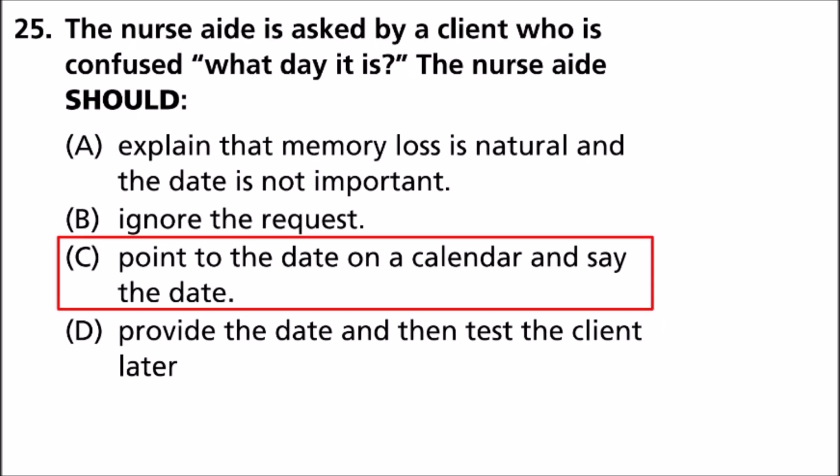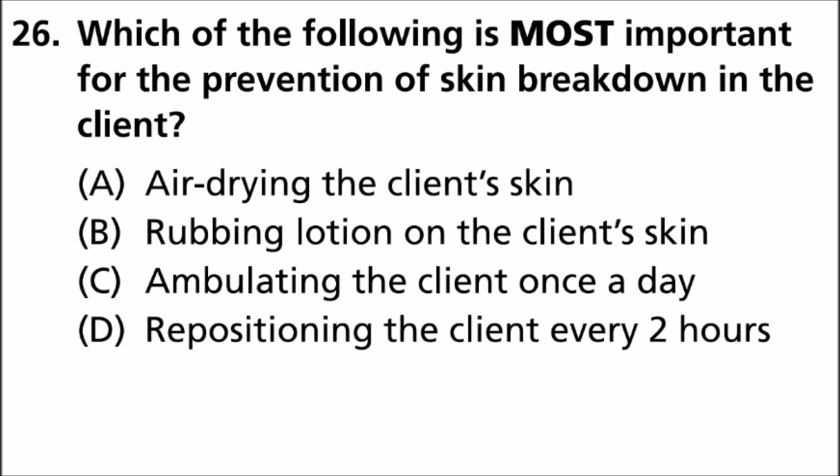The correct answer is C. Point to the date on a calendar and say the date. 26. Which of the following is most important for the prevention of skin breakdown in the client? A. Air drying the client's skin. B. Rubbing lotion on the client's skin. C. Ambulating the client once a day. D. Repositioning the client every 2 hours.